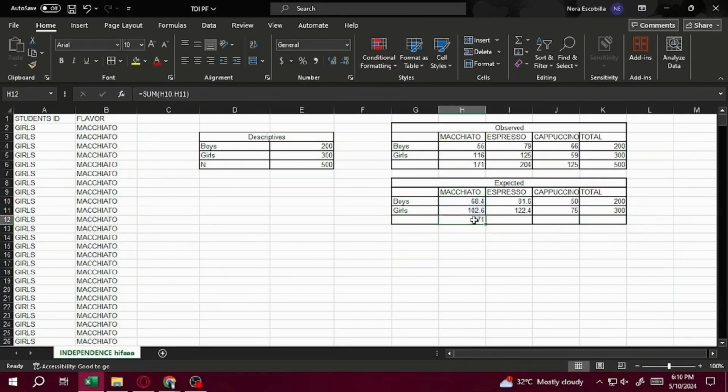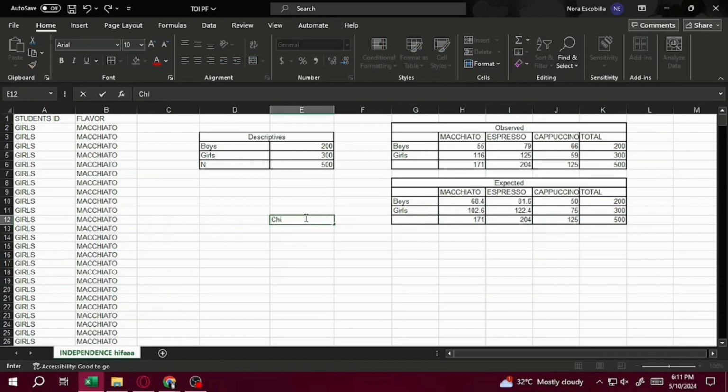So now we already have our expected table. We can see here that there's no difference between the totals of the rows and the columns. So the next step we will take is to identify our chi-square.